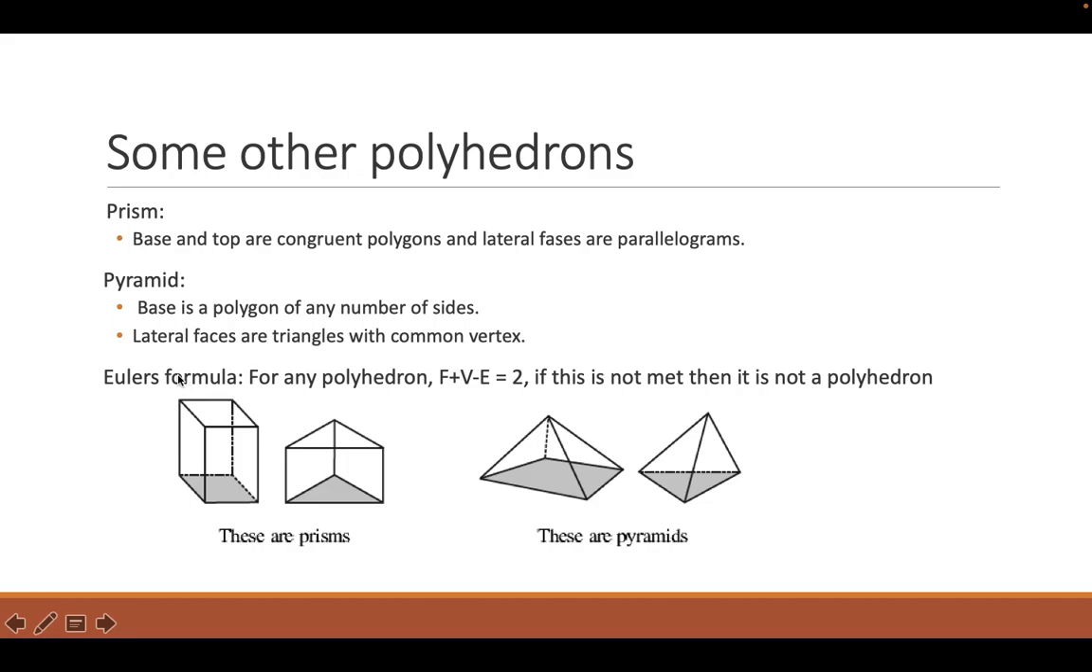There is also an interesting formula for polyhedrons. For any polyhedron, the number of faces plus number of vertices minus number of edges equals 2. If this holds, then only it's a polyhedron. There will be some small questions or multiple choice questions around it. It will ask whether it is a polyhedron, with the number of faces, vertices, and edges given. You need to see that the parameter values given conform to this equation. If not, then it's not a polyhedron.